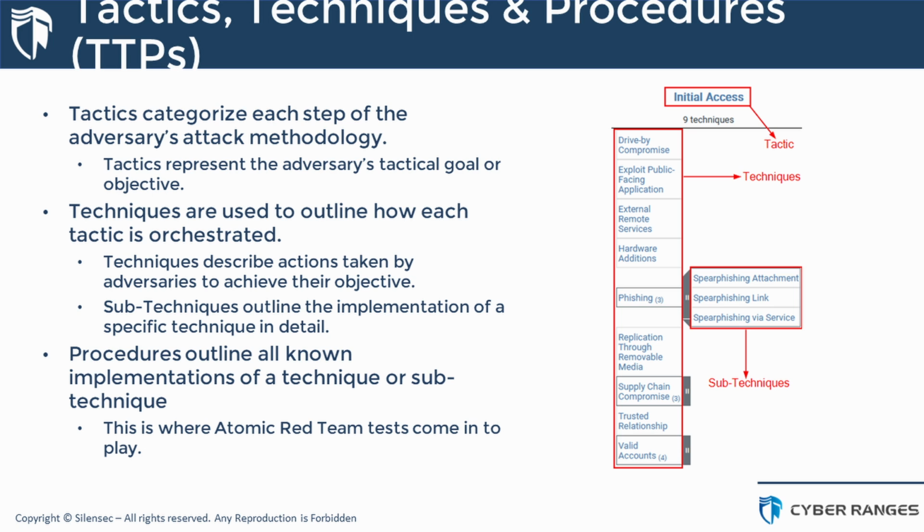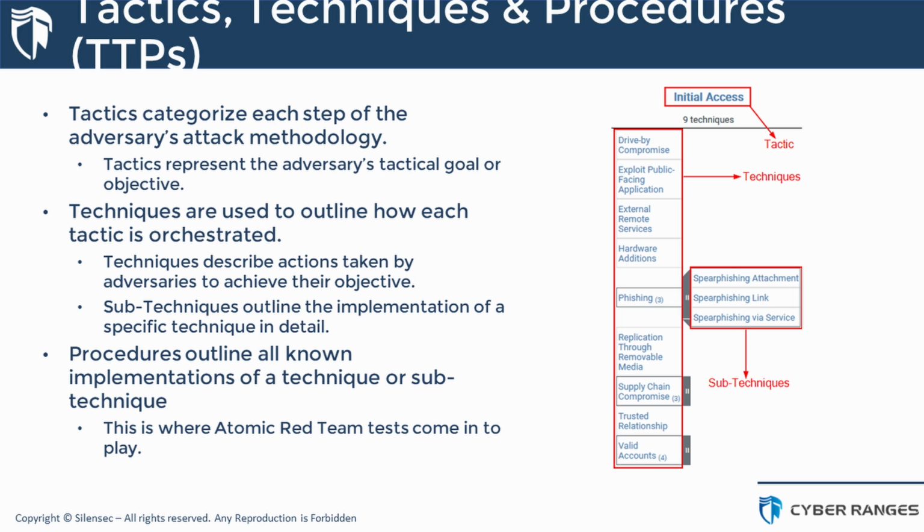In this case, it's fairly simple to understand. Initial access, they're trying to gain initial access to a target environment, a target system, and so on. And then techniques are used to outline how each tactic is orchestrated, and specifically, techniques describe actions taken by adversaries to achieve a particular objective. So if the objective is initial access, a technique essentially describes the different ways the adversary can achieve a particular objective, in this case, initial access.